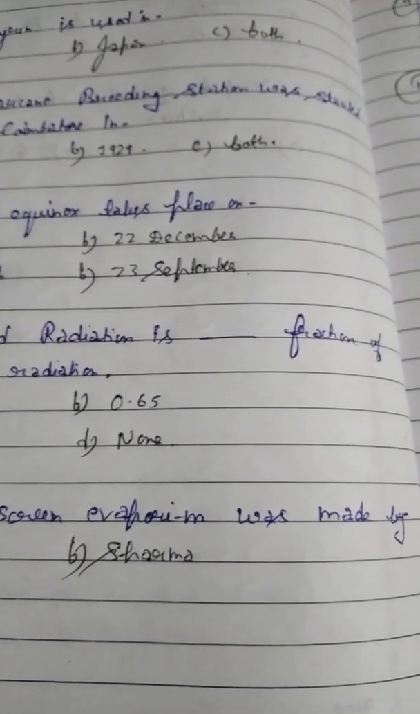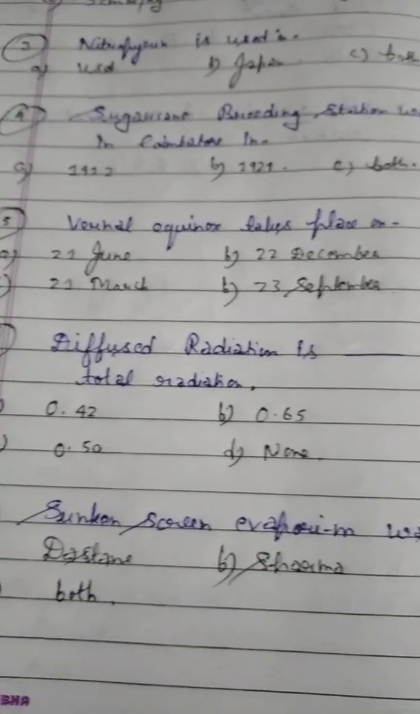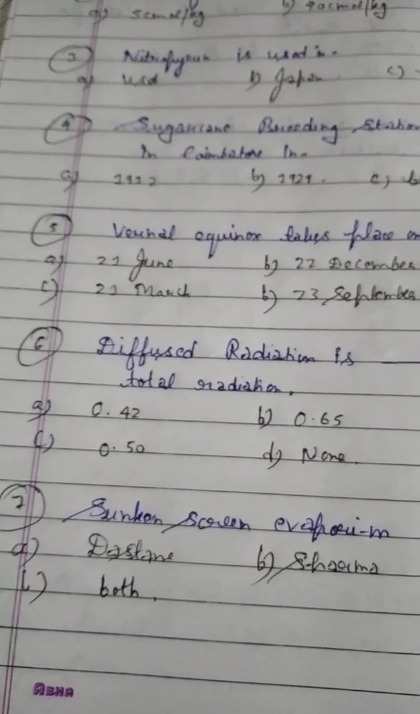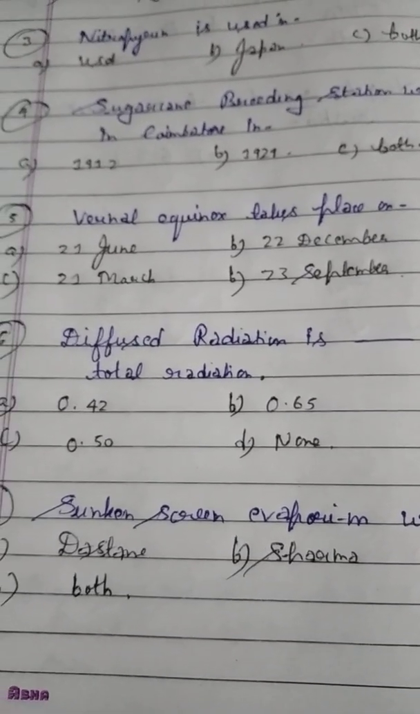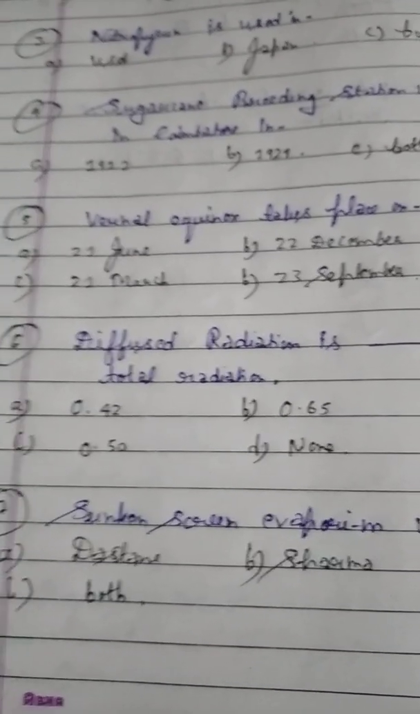Students, question number 7 you see. Sunken screen evaporimeter was made by option A Dastan, option B Sharma, option C both. So students, the answer is obviously both. Sunken screen evaporimeter, you remember, was made by Dastan and Sharma.